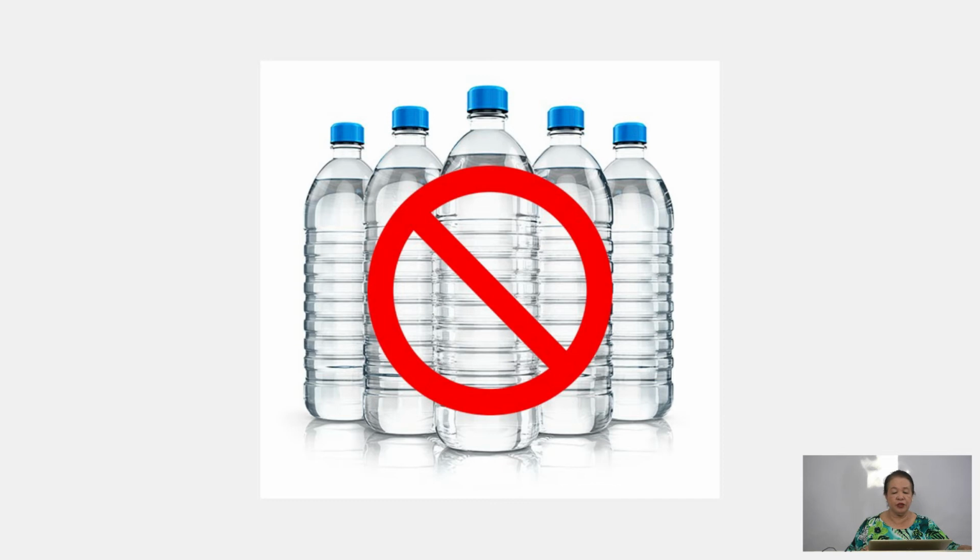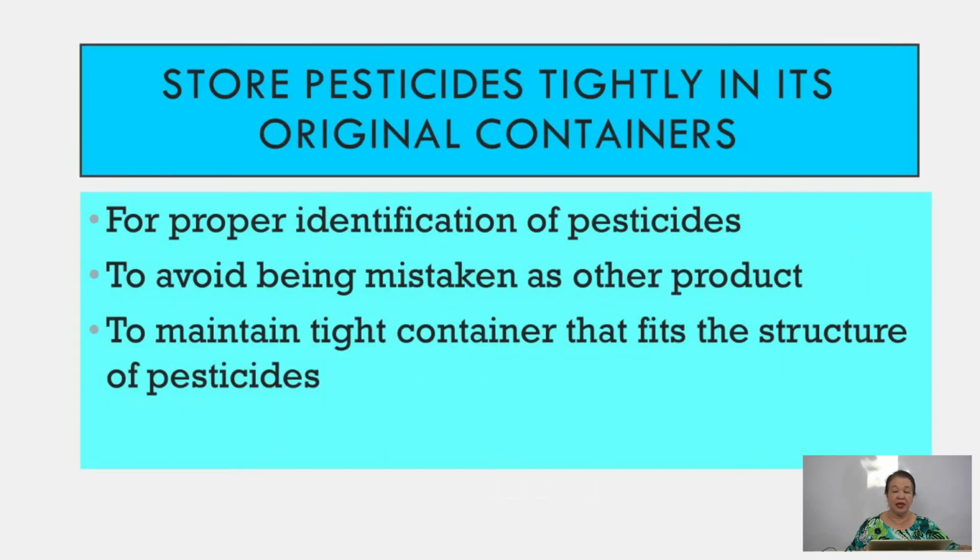Store pesticides tightly in their original containers. This is for proper identification of pesticides, to avoid being mistaken as another product, and to maintain a tight container that fits the structure of the pesticides, because the contents of the pesticides are different. Sometimes it will not fit a container, especially if the container is made of light materials. Then it cannot carry the pressure or the contents of the pesticides. So store pesticides in their original containers. These are examples of how to store them.